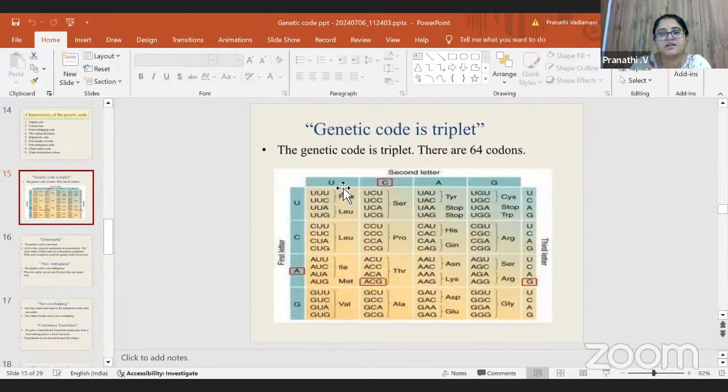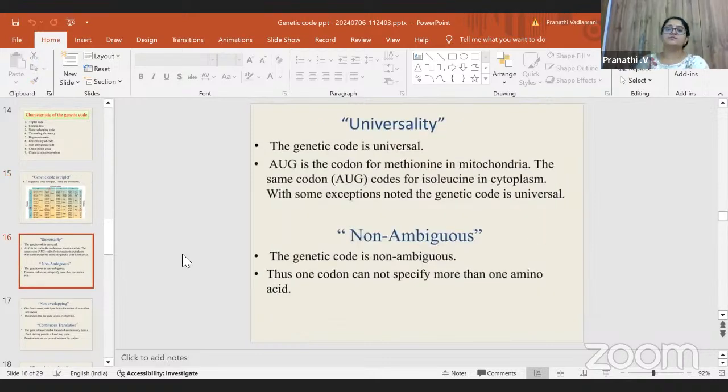If one nucleotide is present, four combinations are there. If two nucleotides are present, like UC, UG, UA, you're going to get only around 16 combinations. But with three nucleotides together, you're going to get 64, of which 61 are coding, and it is universal. So there is no change in this, except that in mitochondria AUG codes for methionine, but in cytoplasm it is going to be isoleucine. But within this, there is no other change, maybe some exceptions are there.